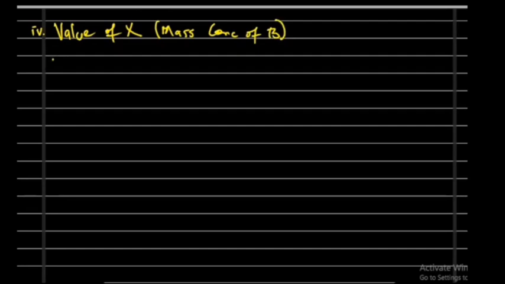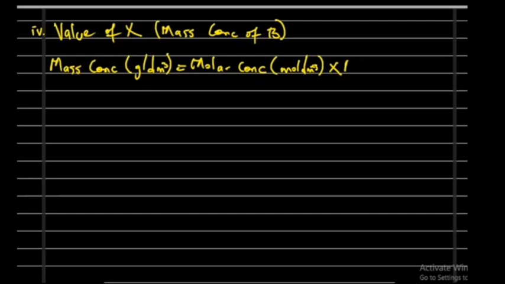We are using mass concentration, which is in grams per dm cube. It equals molar concentration in moles per dm cube times molar mass, which is in grams per mole. So since what we are looking for is the mass concentration, we can just go ahead using this.